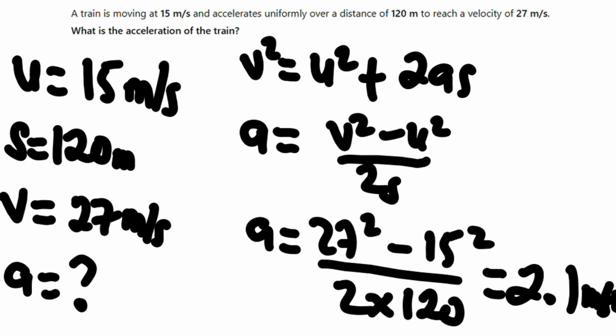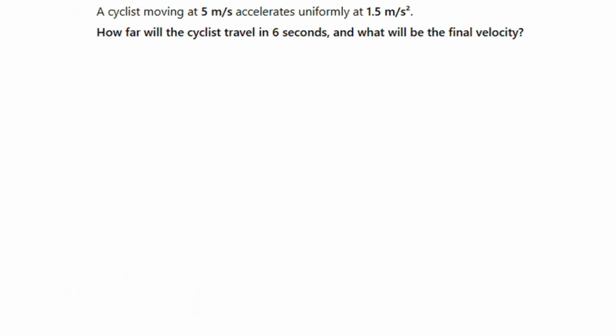So a is actually equal to, let me write the answer in another color. So 2.1 meters per second squared. Great. So we have our u already, our a already. So this question is also solved. Let's solve another one. Now they said a cyclist is moving at 5 meters per second, right?